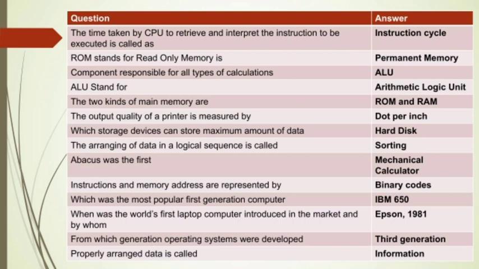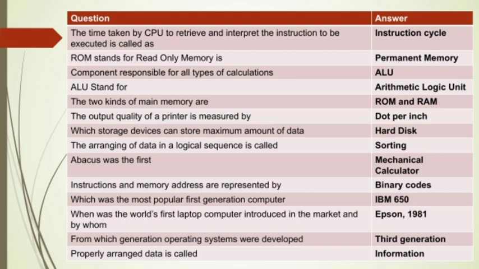ROM stands for read-only memory, which is permanent memory. Responsible for all types of calculations is the ALU. ALU stands for arithmetic logic unit. Two kinds of main memory are ROM and RAM. The output quality of a printer is measured by dots per inch. Which storage device can store the maximum amount of data? Hard disk. The arranging of data in a logical sequence is called sorting.